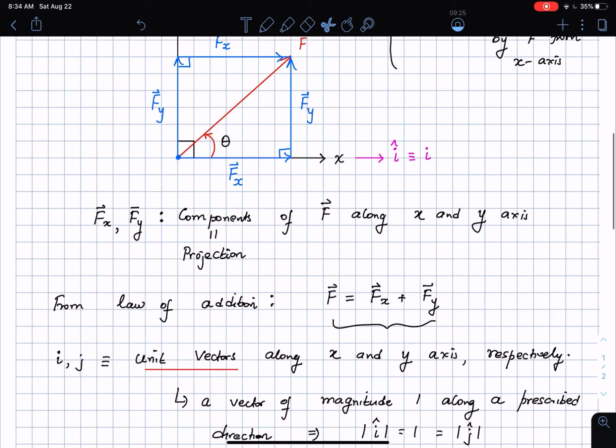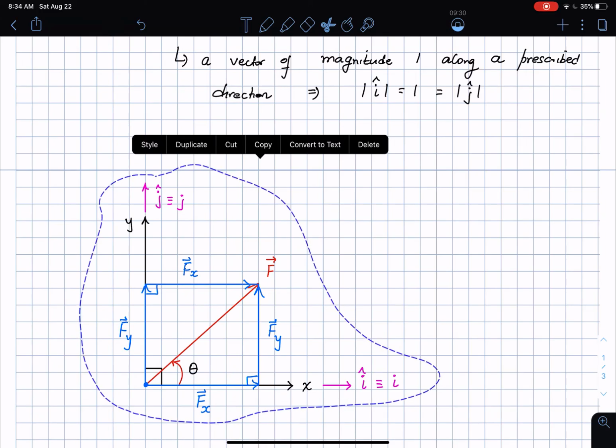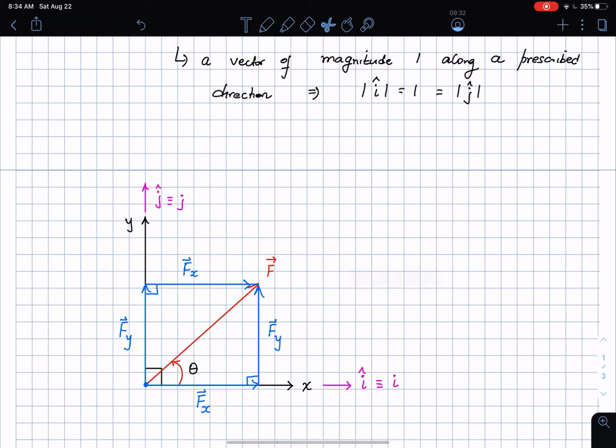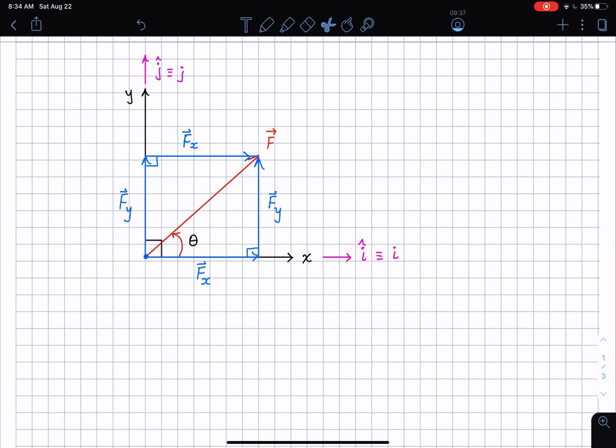So here is the idea. These are the components of f along the x and the y directions respectively. Now we come to a foundational principle in statics, a foundational rule or idea. This is really important, and something that is a lifesaver, especially when you go to dynamics, mechanics, any kind of field of solid mechanics or fluid mechanics.